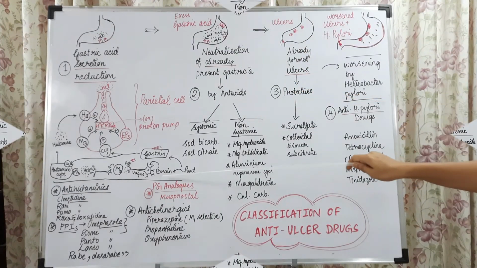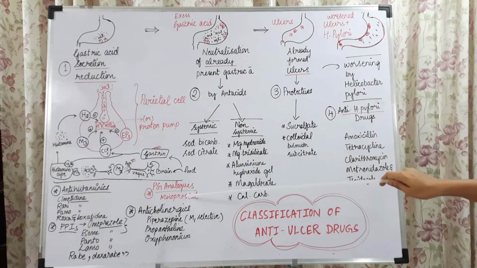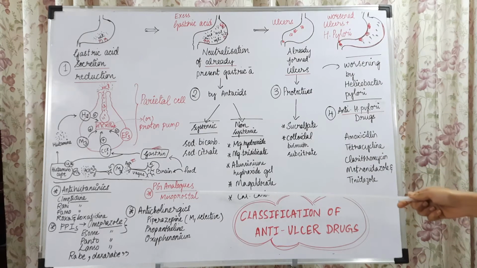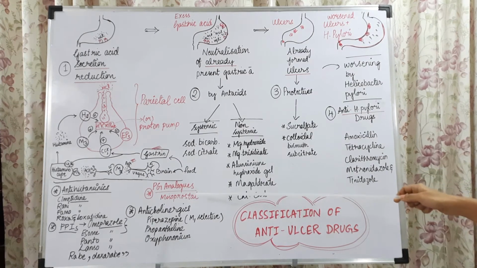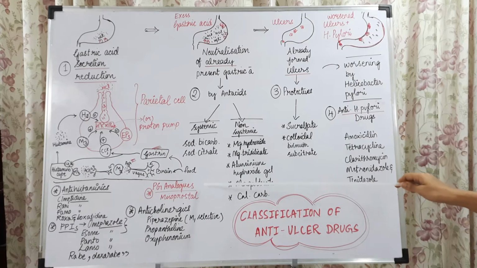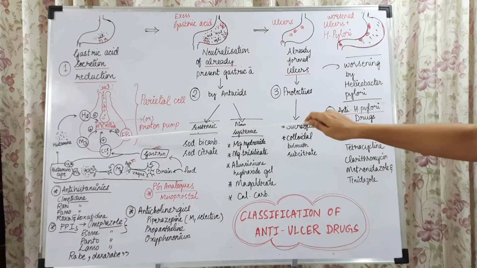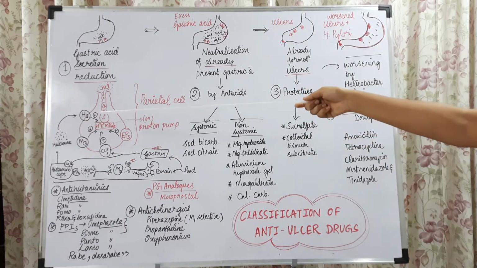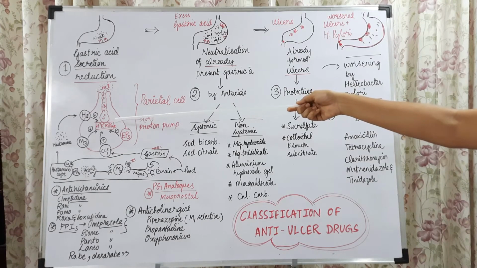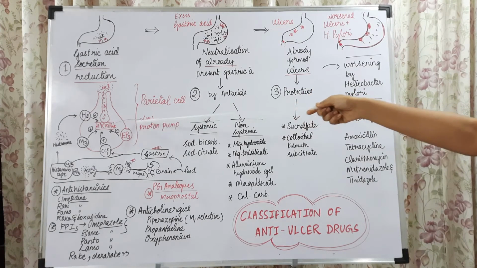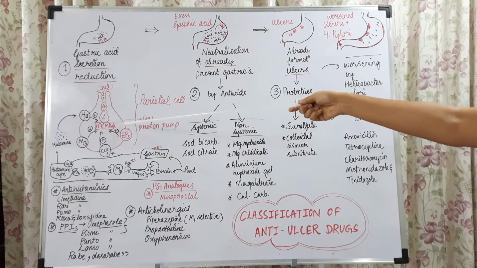And the next class of drugs are prostaglandin analogs. Misoprostol is a prostaglandin E1 analog that will be acting on the EP3 receptors, and that will inhibit the secretion of the protons from the proton pump.